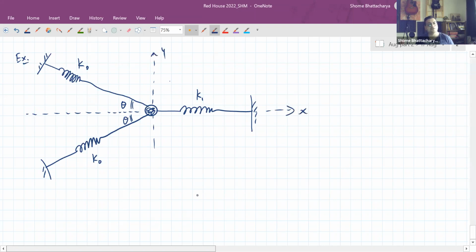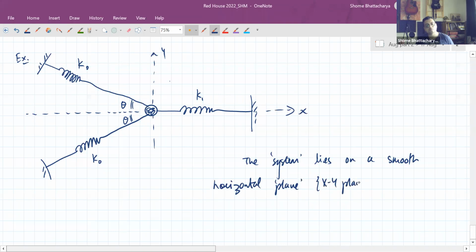The system lies on a smooth horizontal plane which you can take as your xy plane, such that when the particle is at the origin of the system that I've shown, where the x and y axes are meeting, all springs are relaxed.